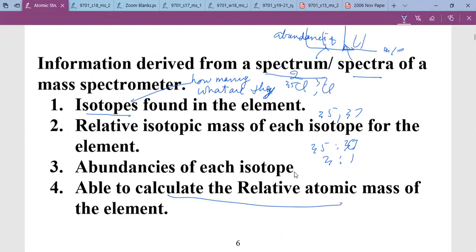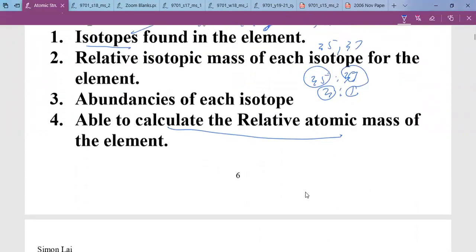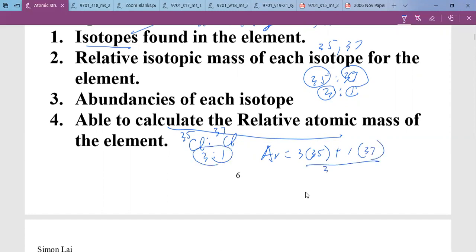So from the mass and abundance, I can calculate. Now, I'm going to show you how. Cl-35 to Cl-37 is 3 to 1, and this is the smallest ratio. So the Ar is what? 3 times 35 plus 1 times what? 37, over how many in the sample? 4, isn't it? 3 plus 1, isn't it?